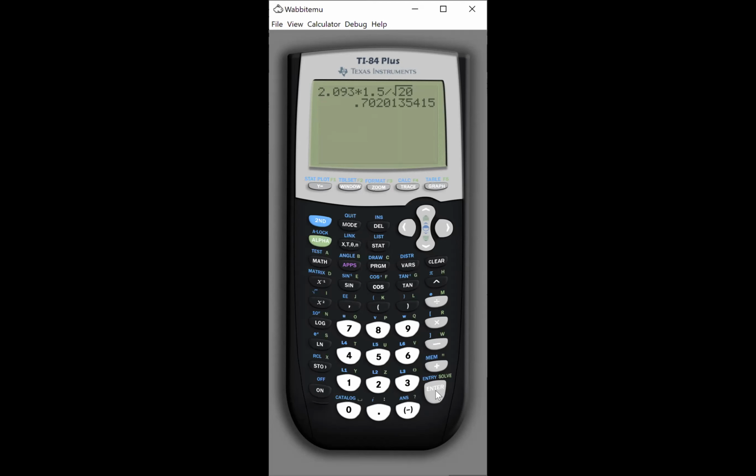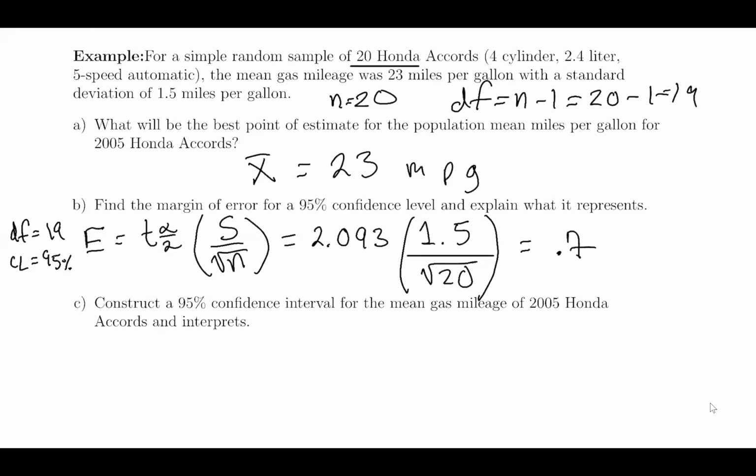All right, so let's do C. So for C, we want to construct a confidence interval. So let me take you back to the notes. All right, so we want to construct a confidence interval. So to construct a confidence interval, all you have to do is get the mean, add it and subtract it to the margin of error.